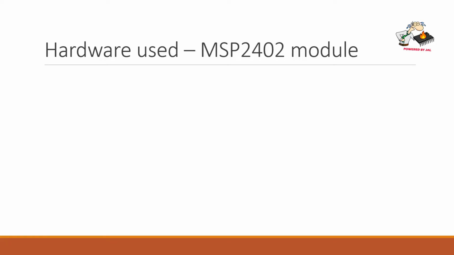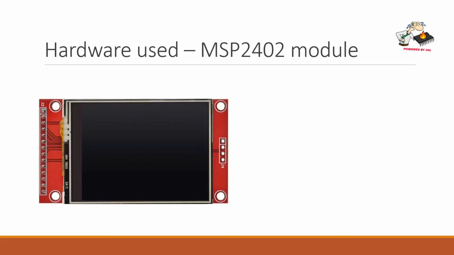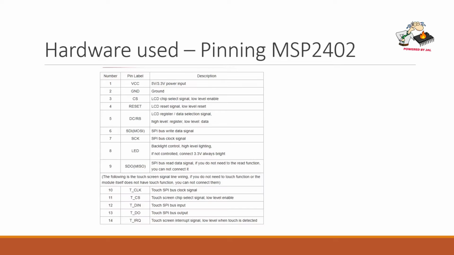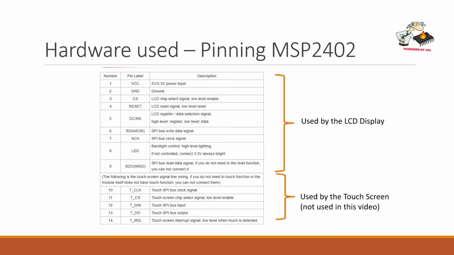So I'm using the MSP2402 module, which looks like this. As you can see, it has an SPI interface, but it also has a slot for an SD card. And the pinning is as follows. The top ones are used to control the LCD display, and the bottom ones are used for the touchscreen, which is not used in this video.